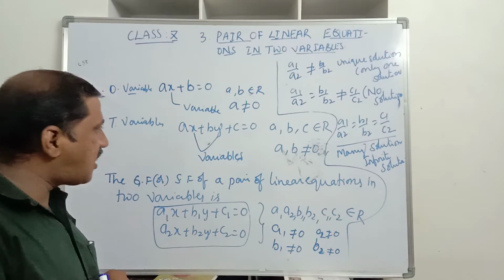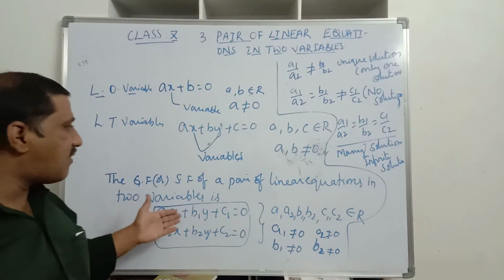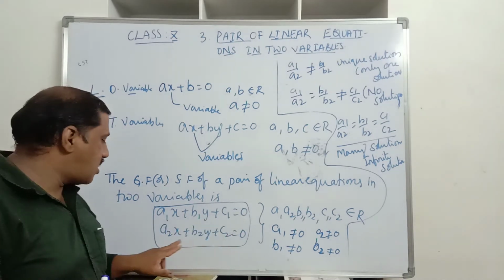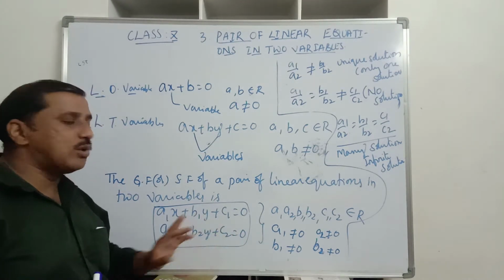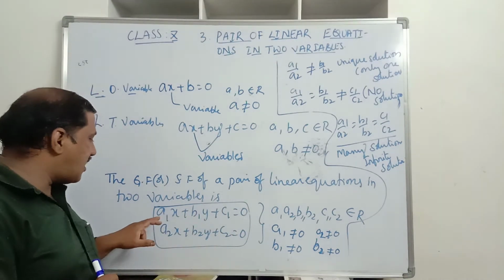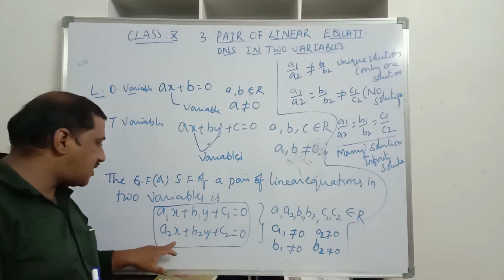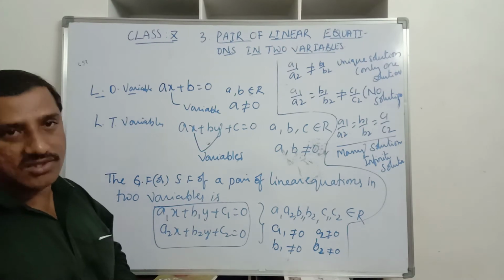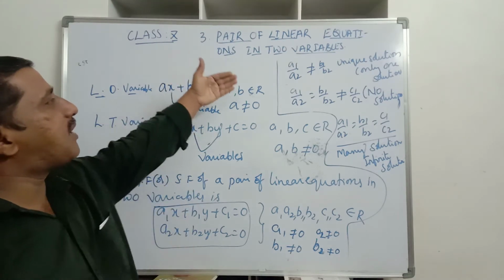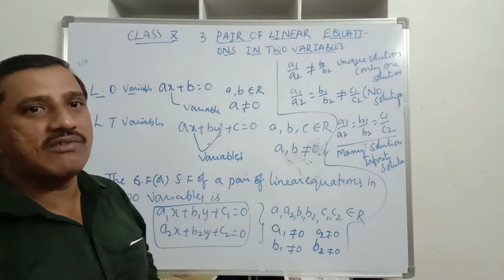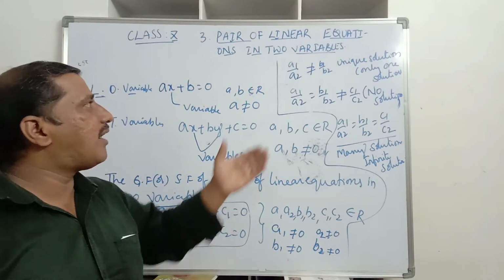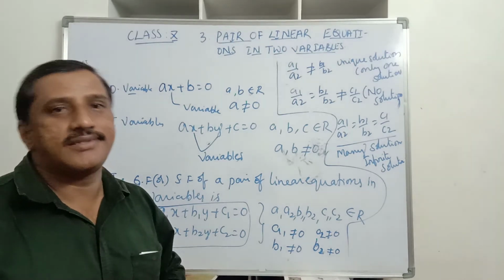Did you understand, children? What is the general form of a pair of linear equations? It is a1x plus b1y plus c1 is equal to 0, a2x plus b2y plus c2 is equal to 0, where a1 and a2 are x coefficients, b1 and b2 are y coefficients, c1 and c2 are constants. So when a1 by a2 is not equal to b1 by b2, the algebraic methods are applicable. Why? Because they have only one solution.